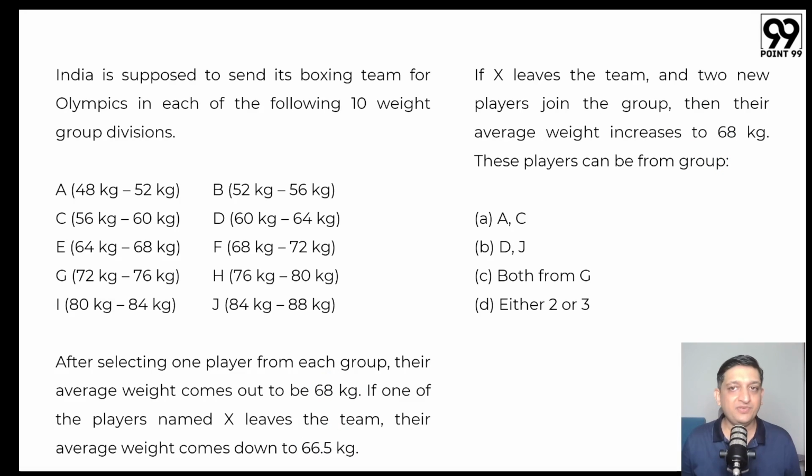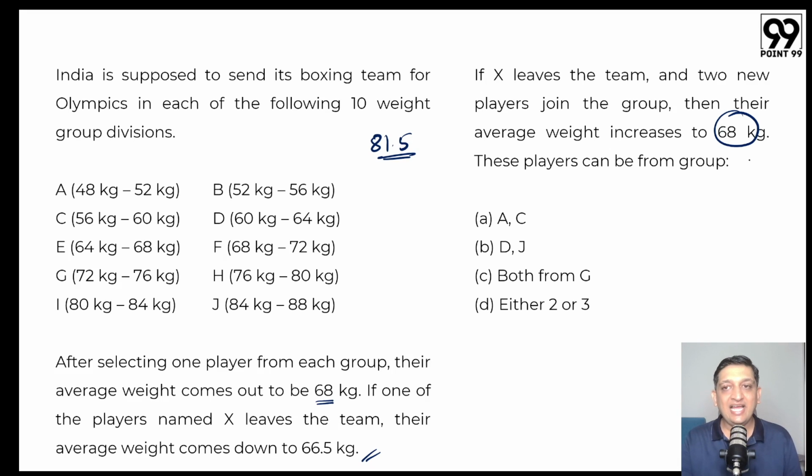Similar data point, we have to just figure out what is happening here. If X leaves the team and 2 new players join the group, then their average weight increases to 68 kg. Now these players can be from the group which one? Now we know that there is one person who will go away, and because of that the weight is coming down to 66.5 kg. We have already seen that the weight of X was 81.5 kg. Now if X were 81.5 kg, we would have been fine. But what is happening here is 2 people are joining this particular group, which means one person is going away, 2 people are joining. There are 11 people whose average weight is now 68 kg.